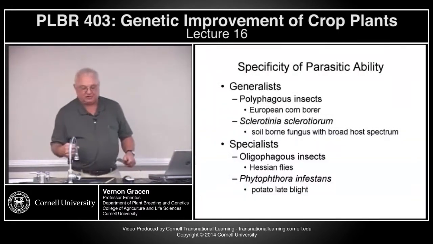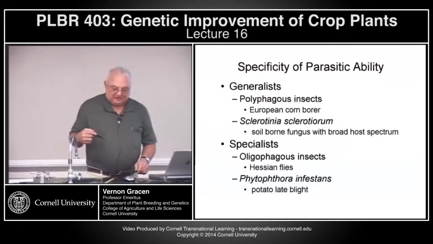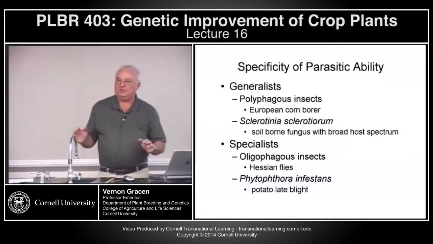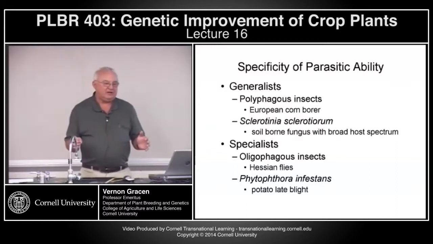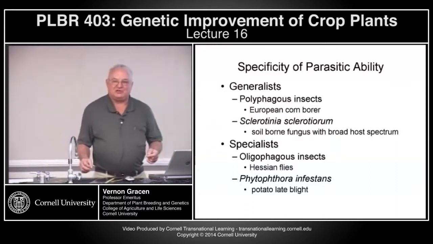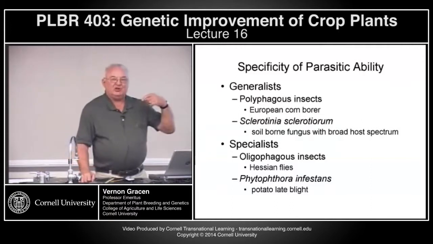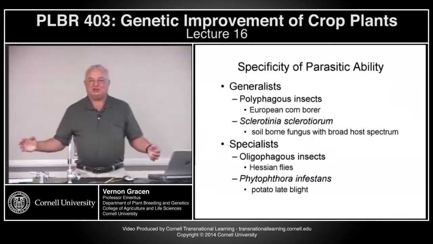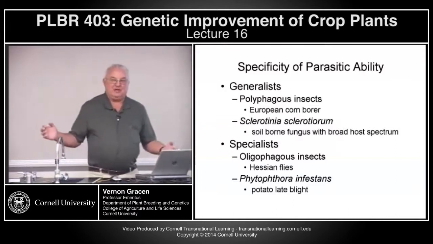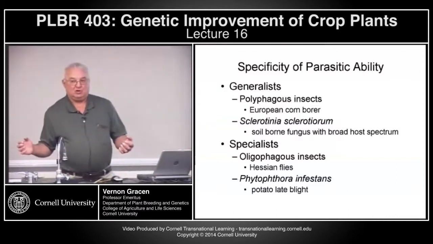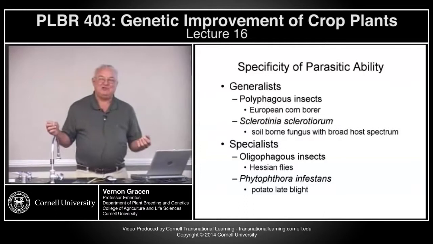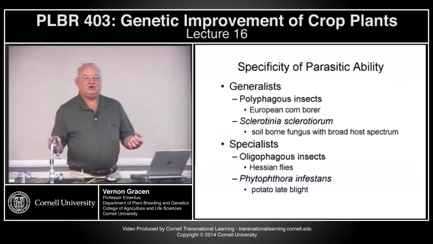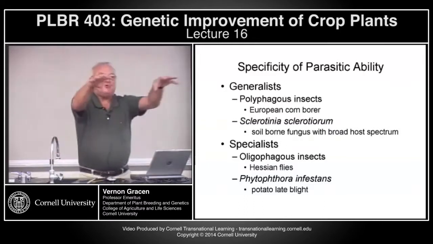But the other side of this coin, and one we often, if not ignore, we don't spend a lot of time talking about, is the specificity of parasitic ability. Certain of these organisms that attack plants are generalist. You know, the European corn borer is a good example. The European corn borer feeds on about 100 different plant species. I mean, European corn borers feed on a lot of the weeds that occur in and around a cornfield.